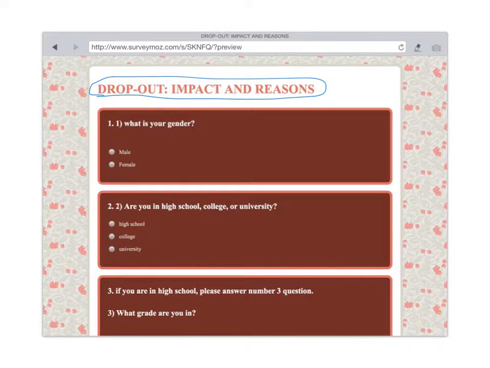So here what you've got is dropout, impact, and reasons, and it's just a little bit too much, too broad of a topic for you to cover in a 10-question survey. So if you're wanting to stick to that theme, first decide what question you're trying to ask. If you're interested in dropouts and you're trying to find the reason why people might drop out, then you'll have to create your questions with that in mind, and you'll also have to find your sample, the people that you asked to answer your survey.